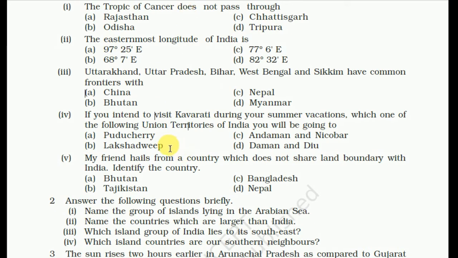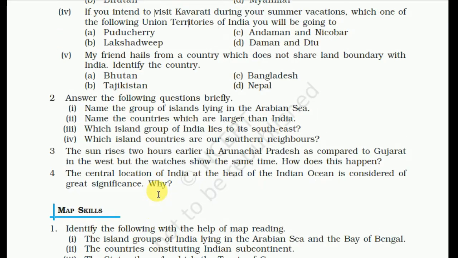So friends, Kavaratti is the capital of the Union Territory of Lakshadweep. So the answer is Lakshadweep. My friend, I hail from a country which does not share a land boundary with India. Identify the country. So Tajikistan is not India's neighbor by land boundary.